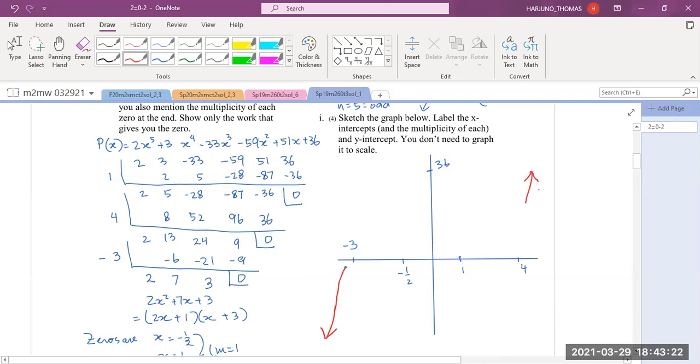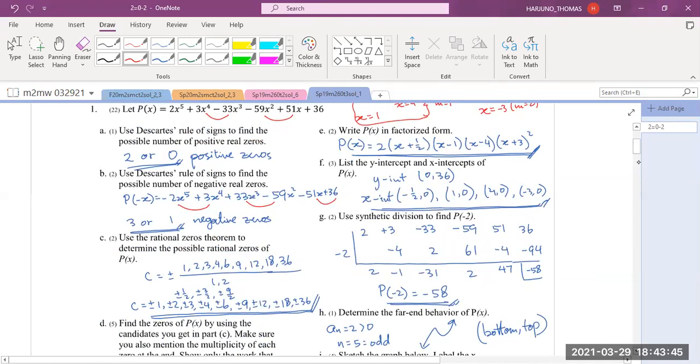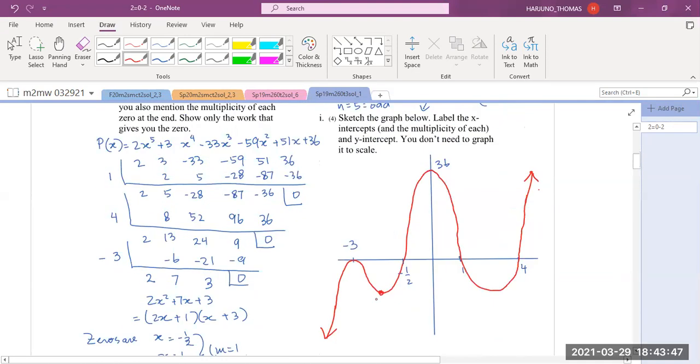Negative 3 is a 0 with multiplicity of 2, so it will bounce. The rest are multiplicity of 1. And they actually give us a hint that when x equals negative 2, y is negative 58. Remember that? Just to add extra details. But that's basically it for this polynomial.